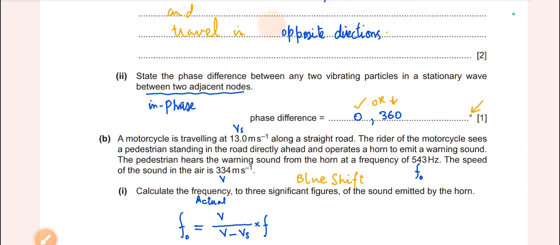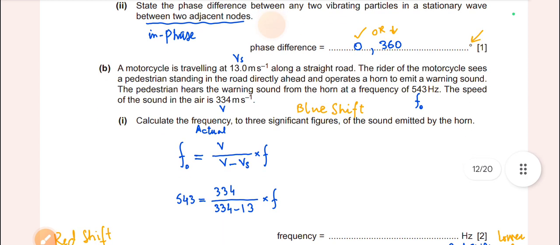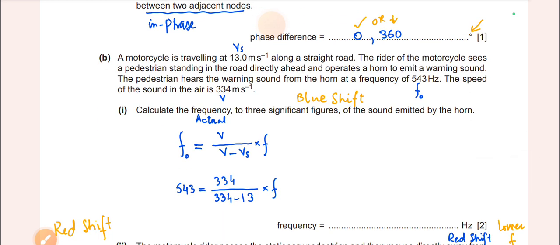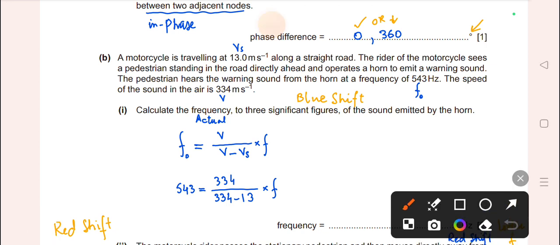So if you write 360, it will not be wrong, but it is 0 phase difference. Don't prefer 360. Now, a motorcycle is traveling at 13 meters per second. So this is the speed of the source, v, as we call it. The motorcycle sees a pedestrian standing, and then he operates a horn. A horn is a sound. The sound has a speed of 334 given here, and the sound is at a frequency. The pedestrian hears this frequency. This is called the observed frequency.